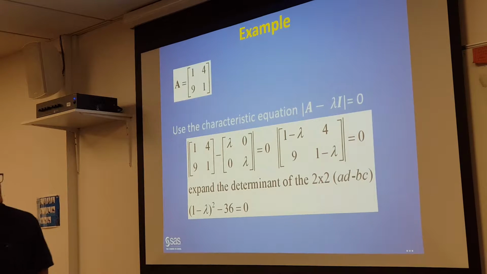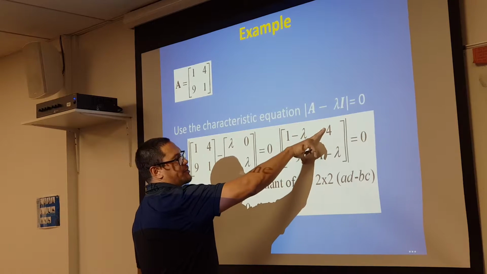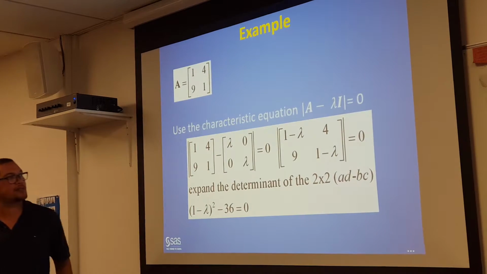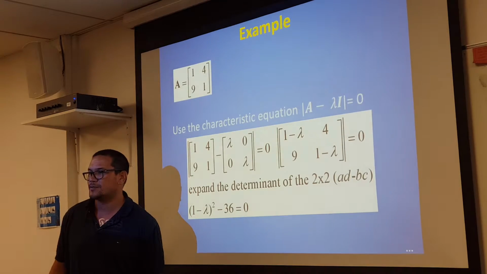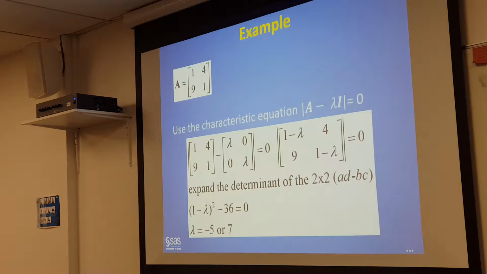So remember the determinant is going to be those two things multiplied together minus those two things, right? So that's (1 minus lambda) squared minus 36. 4 times 9 is 36, right? So we need to solve for that.